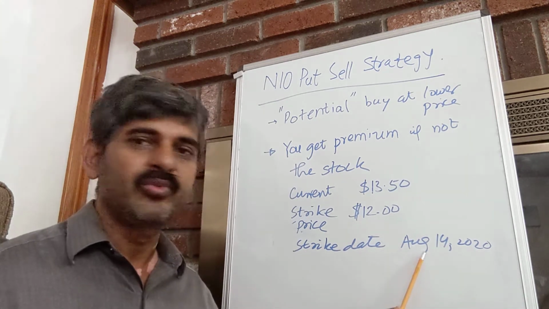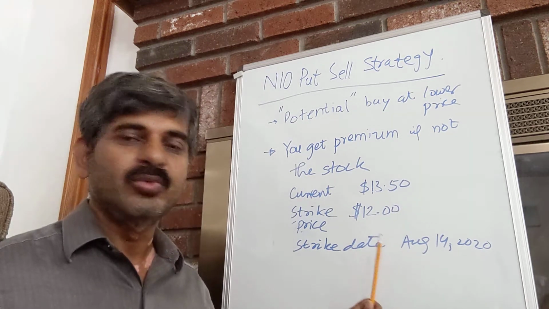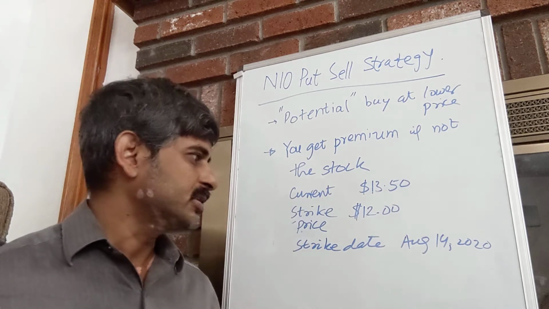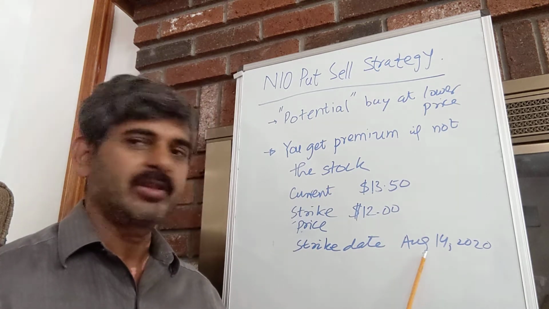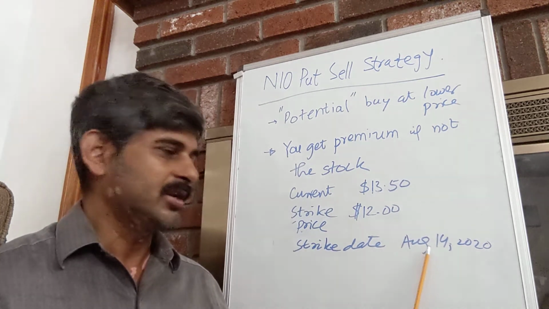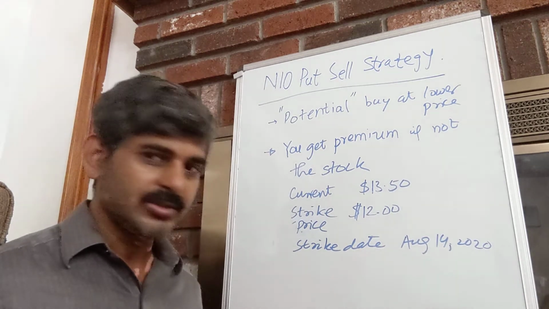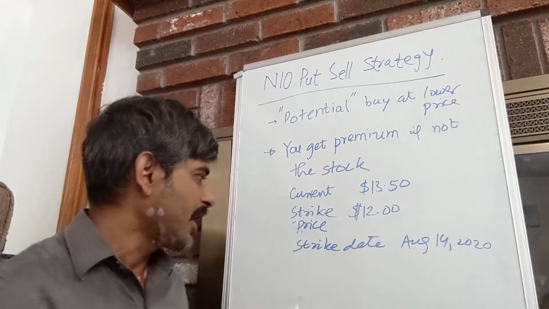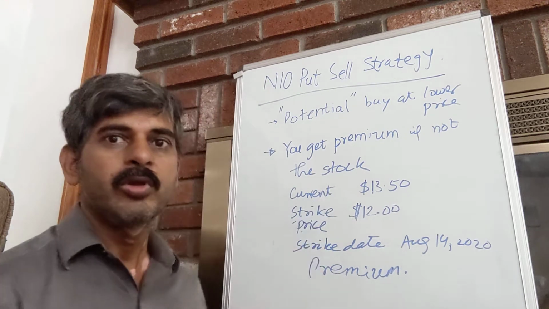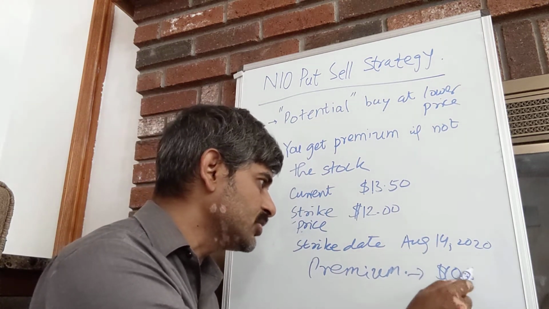So let's talk about the weekly. Today is August 4th, and the next weekly strike date is going to be Friday, August 7th. This is too close, so I will leave August 7th and go to the August 14th strike date, which is the next Friday. Then there is a third term, which I call the premium.